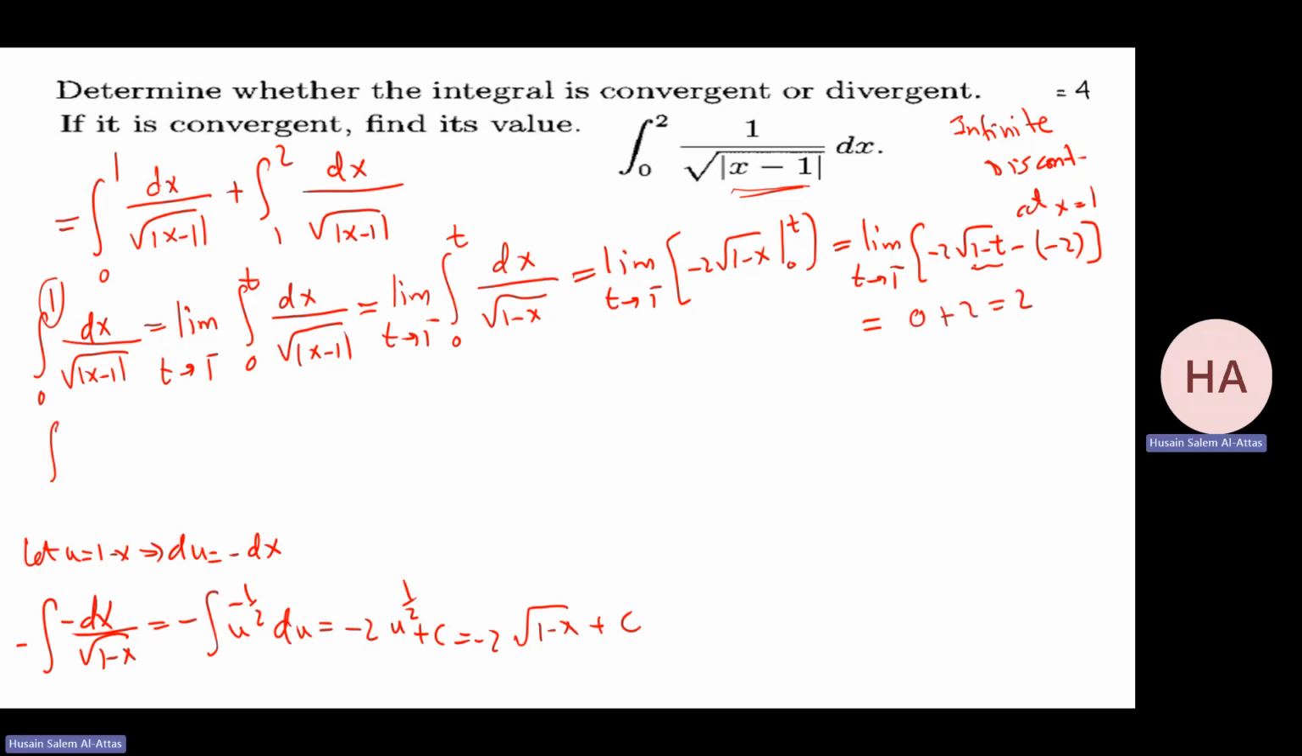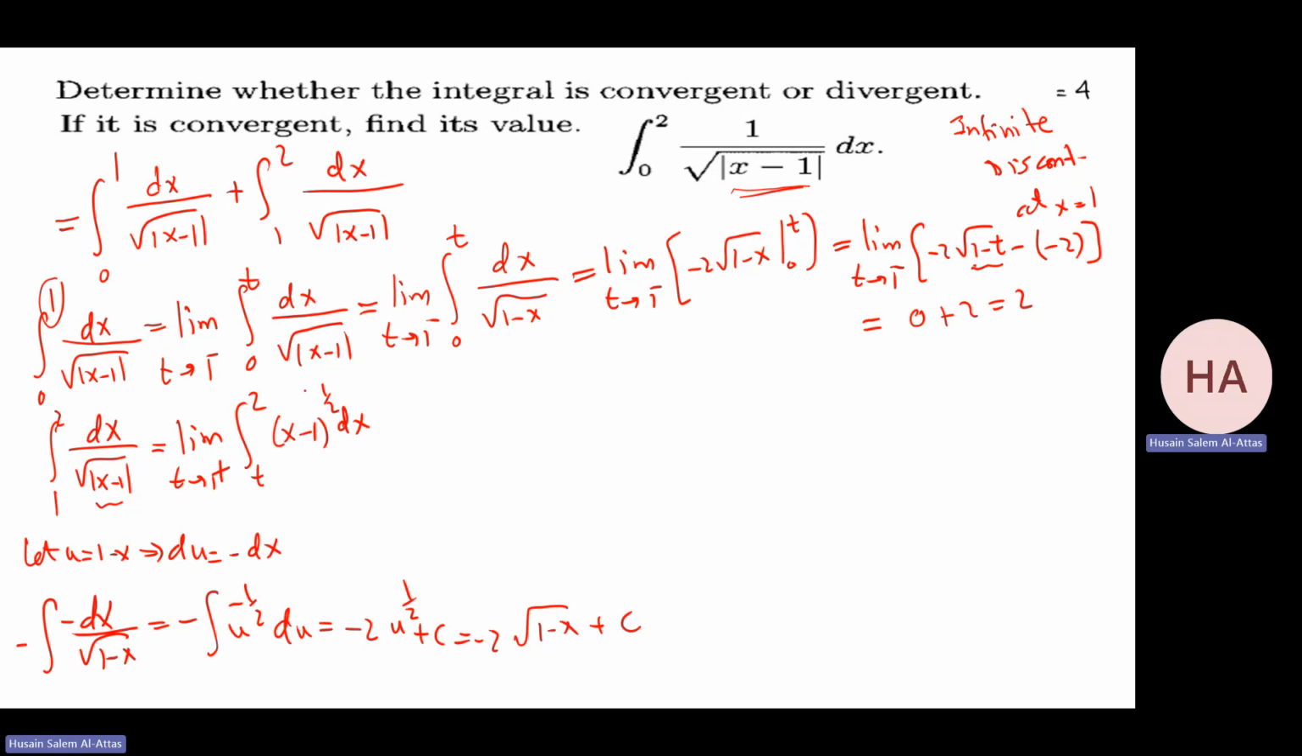Now I'll do the second one, 1 to 2, dx over square root of absolute value x minus 1. Now this is positive. Easy one. That will be what? x minus 1 to the power minus half dx. Let me do it in one step. Yeah, I have a problem with the 1. You know what? Let me do it in one step. Change this limit: t goes to 1 from the right, t to 2, x minus 1 to the power minus half dx.